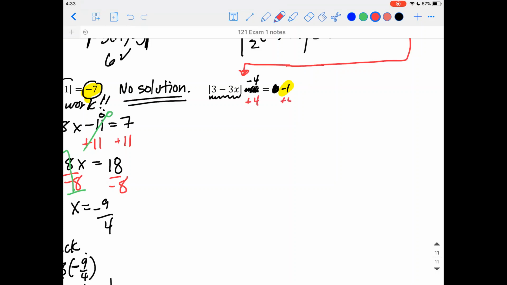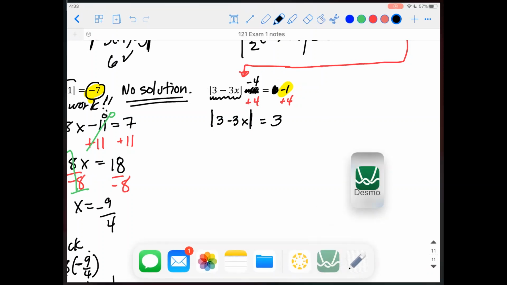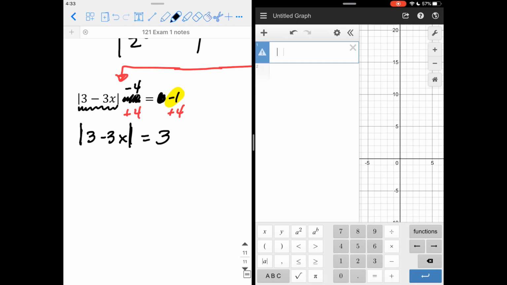So I'm going to add 4 to both sides. And so now I'm going to be left with the absolute value of 3 minus 3x is equal to 3. And so now we know that there's two solutions. In fact, let's show you first on the graphing utility. So here, okay, be nice to me, technology. I have the absolute value of 3 minus 3x, close it, and so there it is. Oh, and I'm going to do minus 4, because that's the entire left side of this equation right here.